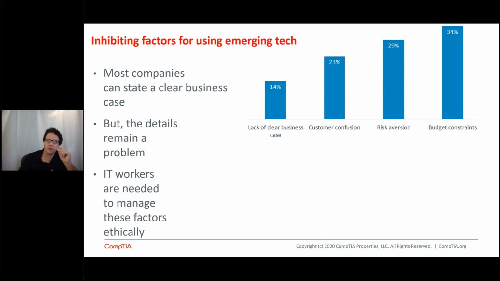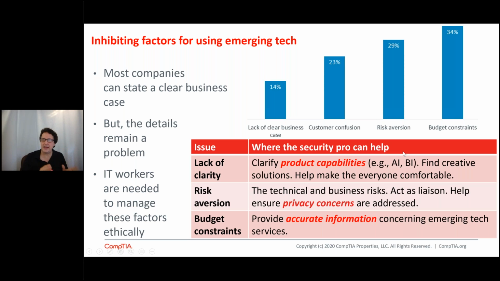As an IT professional, it's our job to help make a clear business case. It's our job to show that IT can do some of this stuff. In other words, if there's lack of clarity, an IT worker is the best person to go to for product capabilities of a business intelligence thing or an artificial intelligence tool to find creative solutions. When it comes to risk, it's IT professionals that can act as a liaison to explain, hey, if you do this, here are the issues that you have to manage. Yeah, there's some risk involved, but if you manage it, you can move forward with confidence.